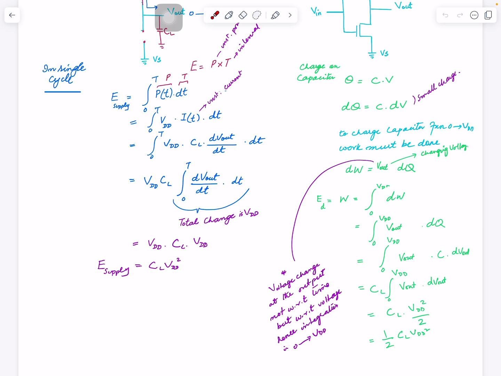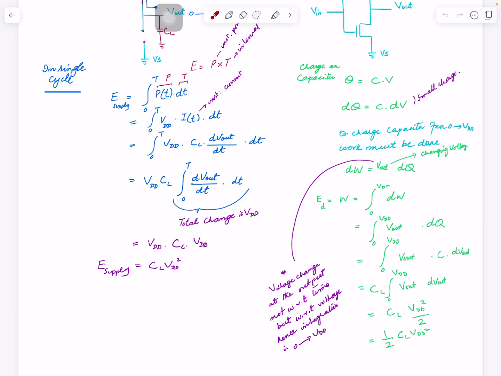that work is the multiplication of V out into delta charge. This is the instantaneous voltage at a particular time, and this is a small amount of charge. Then what we do is, charge is back to this equation, C dV out, change in voltage. Bring this C, which is actually our CL out, V out, this is changing voltage, and we multiply it with the instant voltage with the amount of change, and we integrate from 0 to VDD.